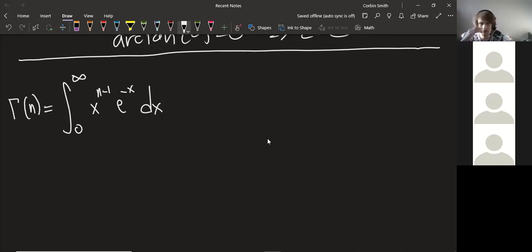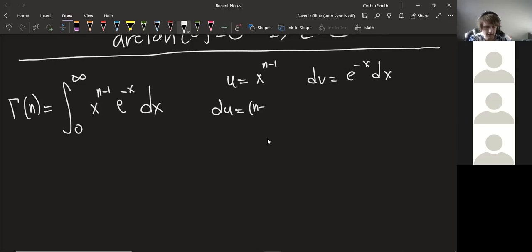All right, so we're going to define this thing to be the gamma function, and let's just see what happens when we do some integration by parts. If I set u equal to x to the n minus 1 and dv equal to e to the minus x dx, then we get that du is equal to n minus 1 times x to the n minus 2, and v is equal to minus e to the minus x.